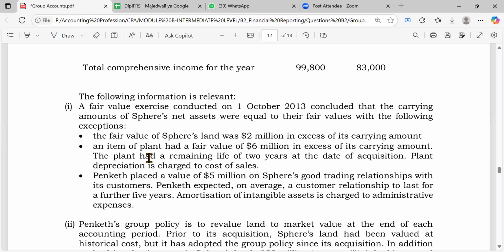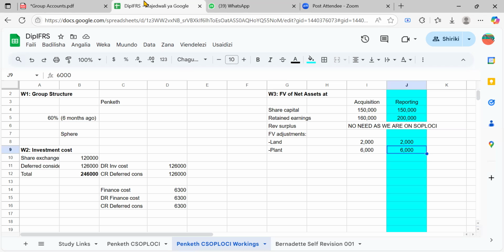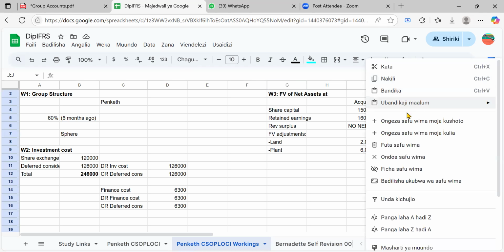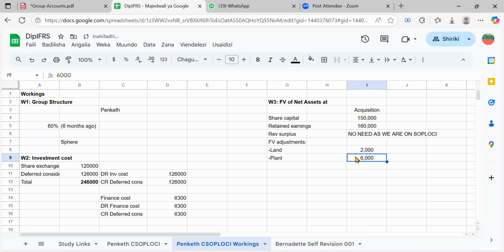And then what next? Here we are told the plant had a remaining life of 2 years at the date of acquisition. You see, so by the date of acquisition, this life, and the plant depreciation is charged to cost of sales. Now you get the point. Now you see. Yes. That you have depreciation there. Maybe I could remove this. Let me just do this, right? So I would say that we have the plant here.